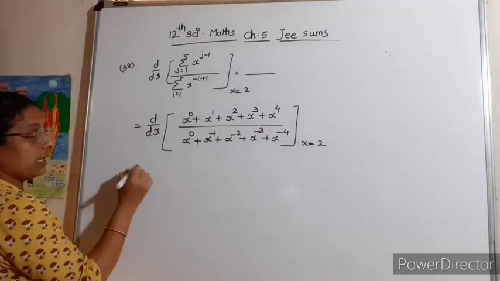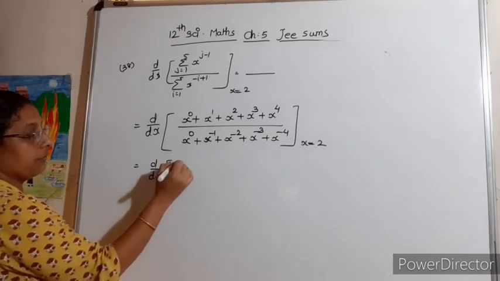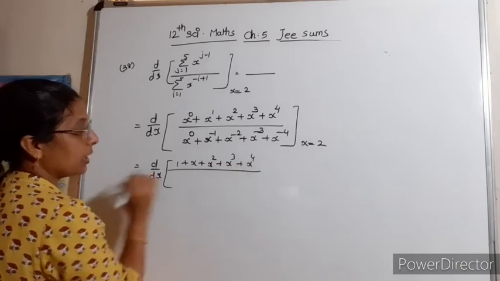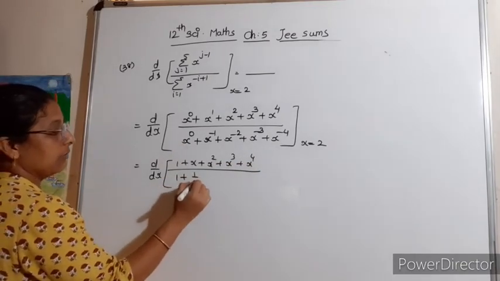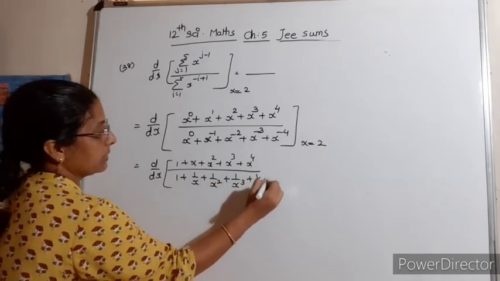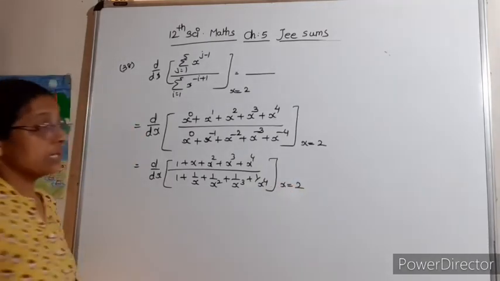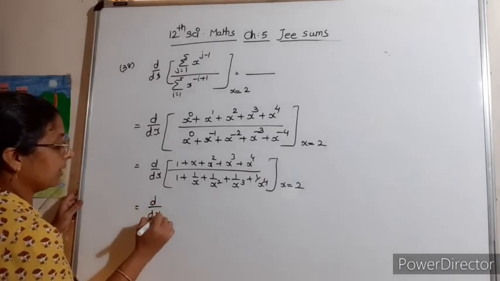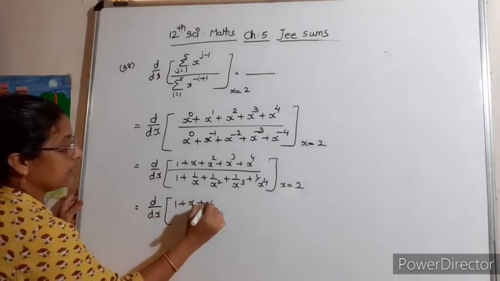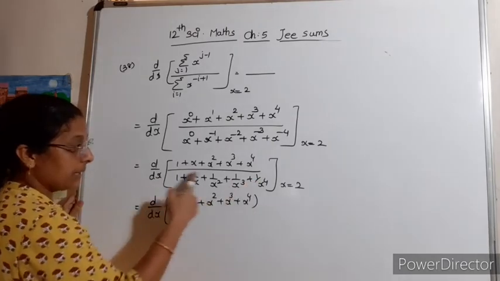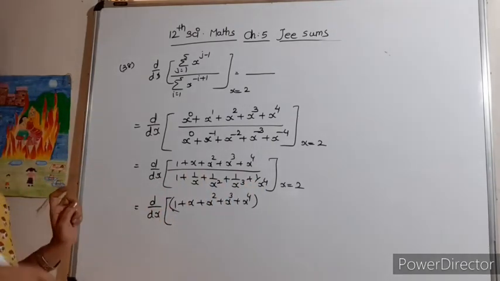अभी इसको सिंप्लीफाई करेंगे. कैसे? d by dx of 1 plus x square plus x cube plus x raised to 4 upon 1 plus 1 upon x, 1 upon x square, 1 upon x cube and 1 upon x raised to 4, and x is equal to 2. जो नेगेटिव पावर है, so can I write like this? Yes. And therefore what is it? Is equal to d by dx of 1 plus x square plus x cube plus x raised to 4 and यहाँ पे नीचे डिनोमिनेटर में I will take the LCM.